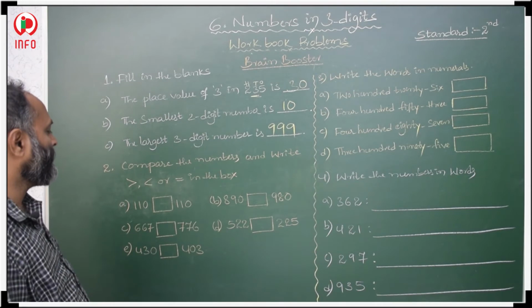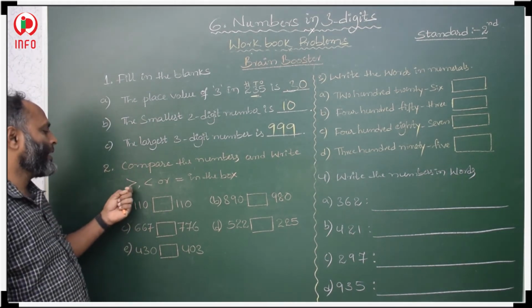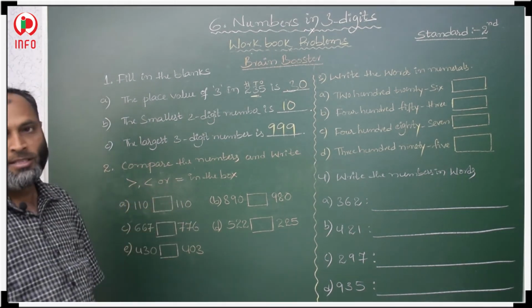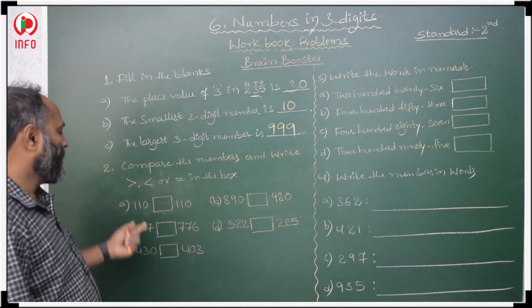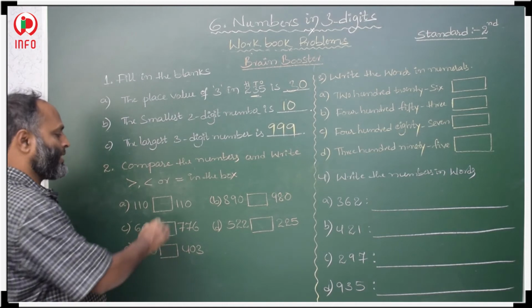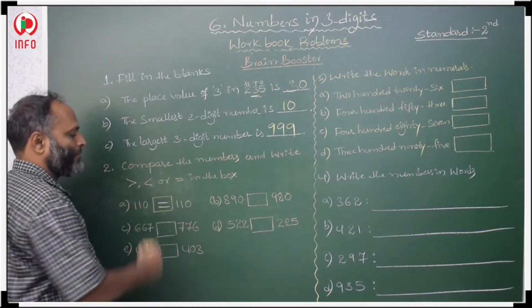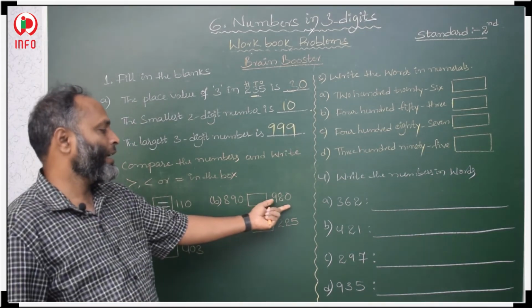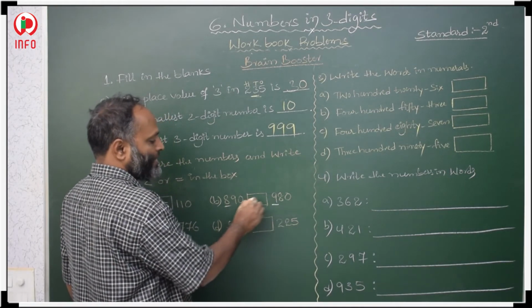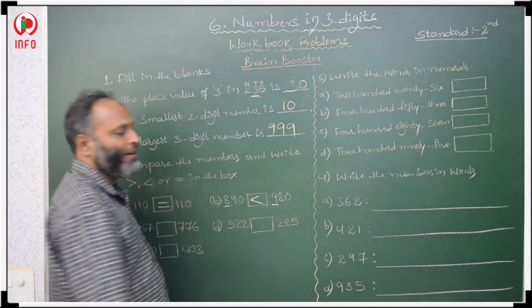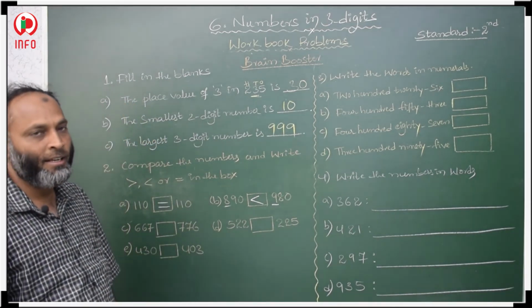Next, compare the numbers and write. So we have to compare and write greater than, less than or equal to. Whatever the correct sign is, we keep it in the box. 110, 110 both are the same, so equal to sign. 890, 980. In the hundreds place 8 is there, and in the hundreds place 9. 8 is smaller, so less than. 890 is less than 980.